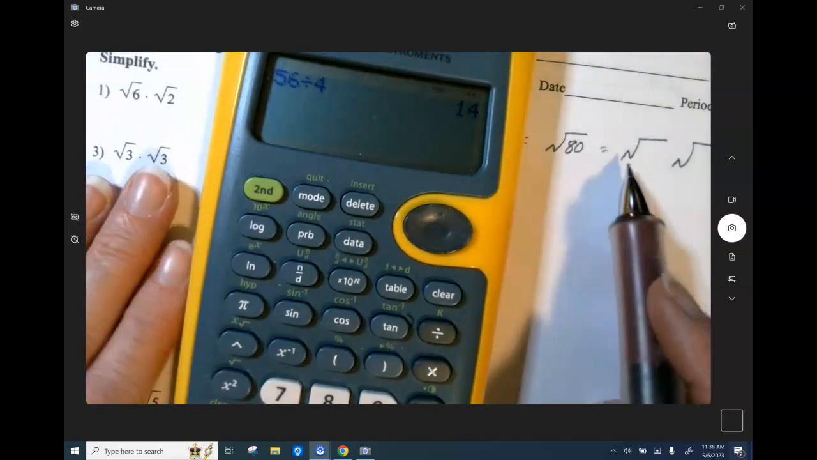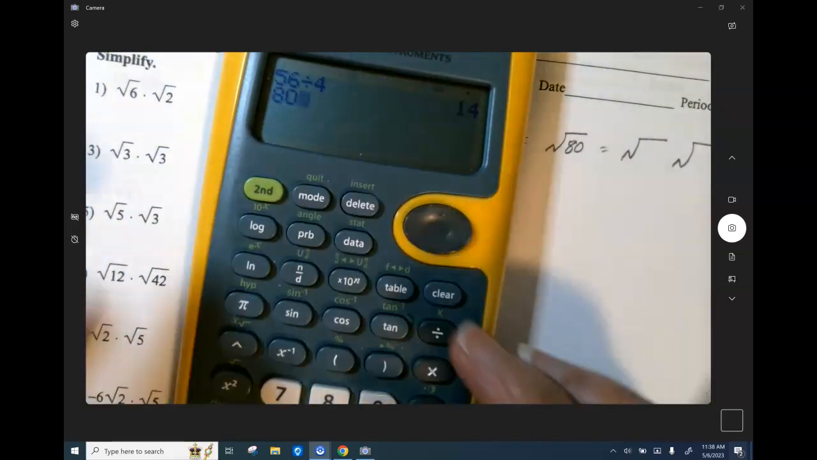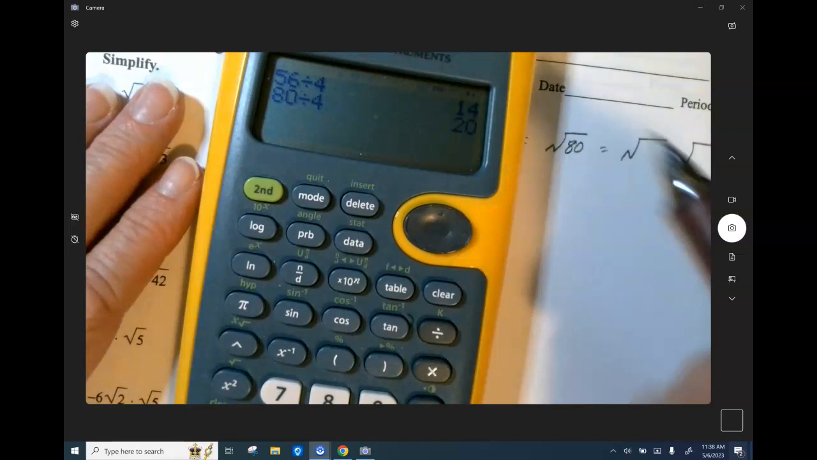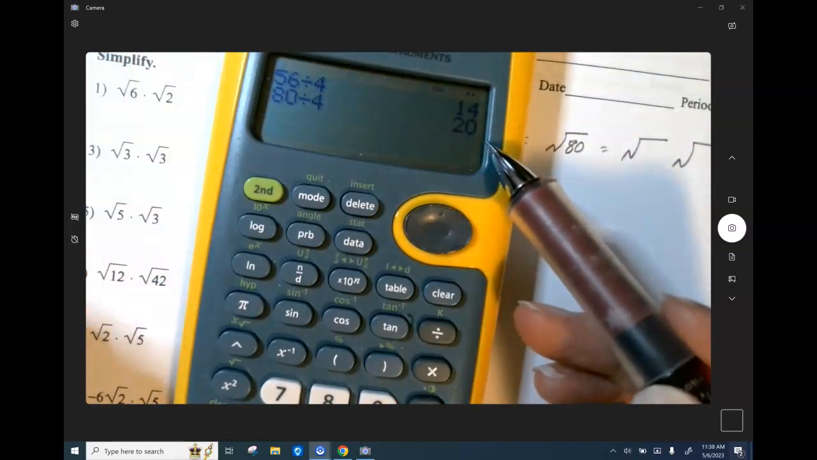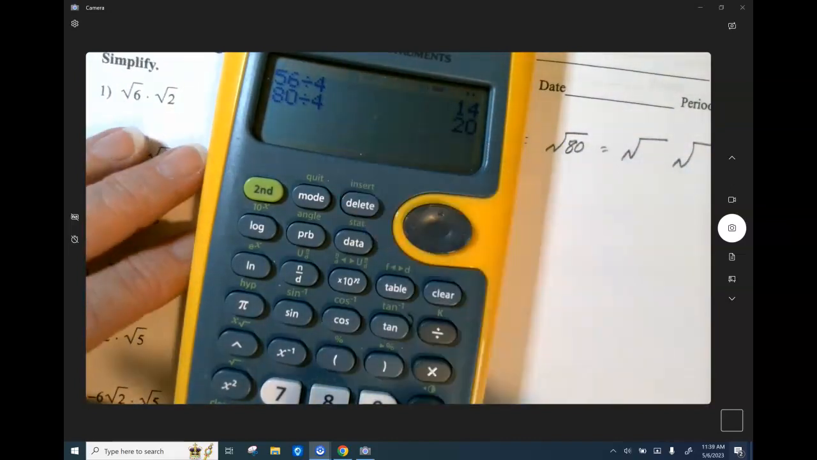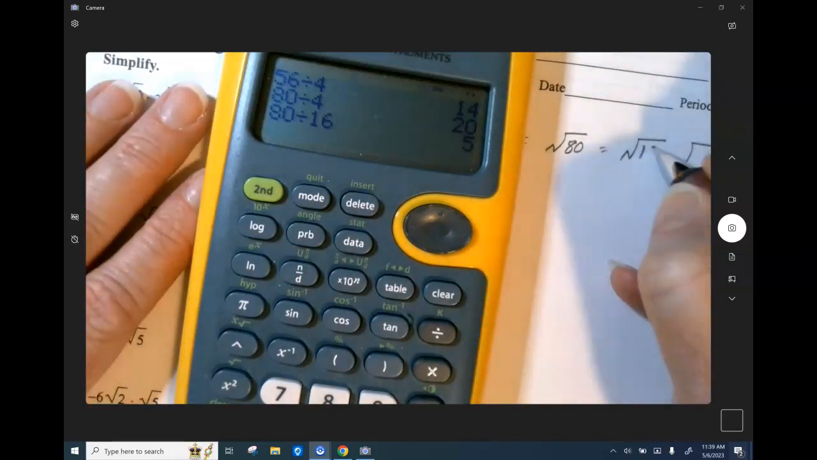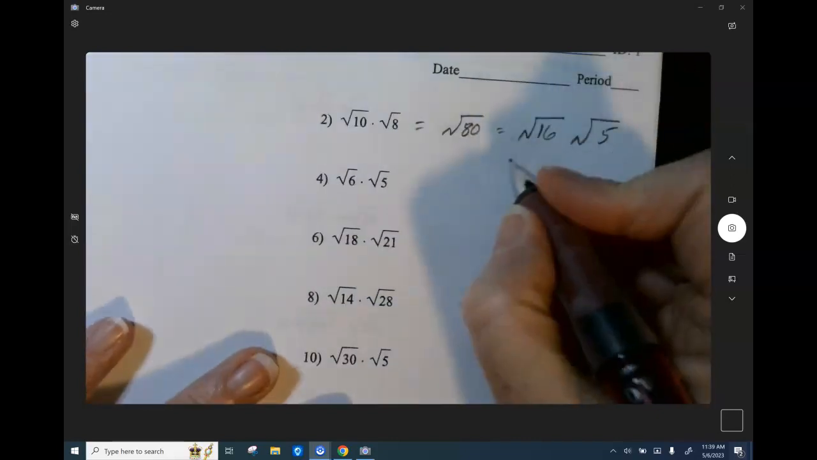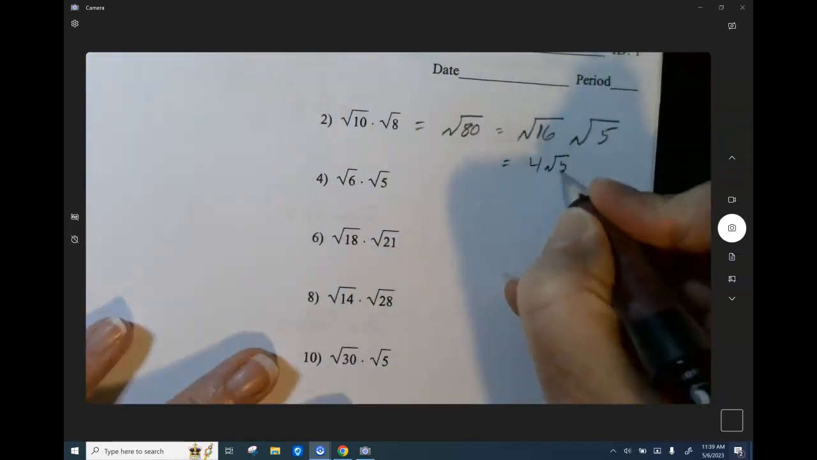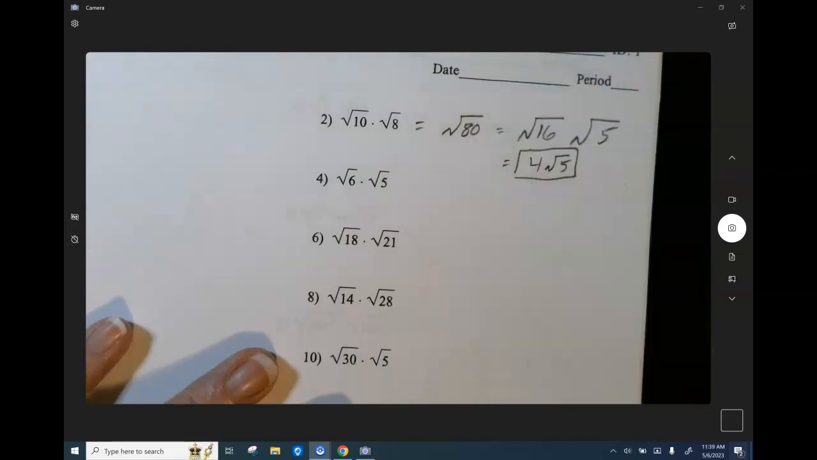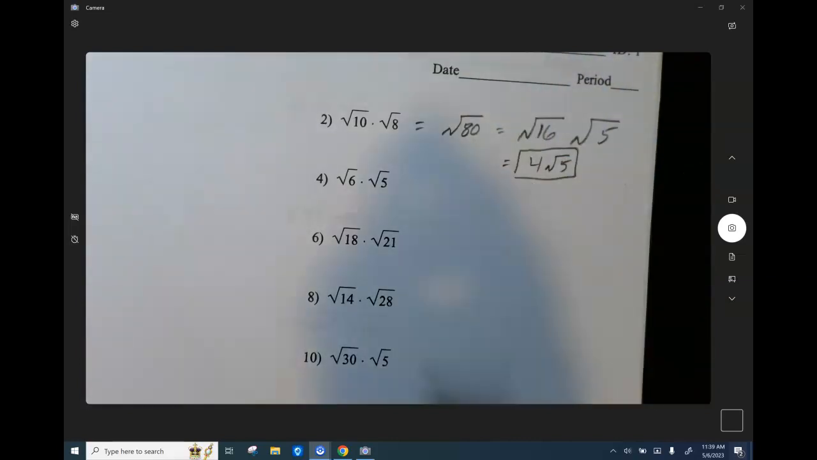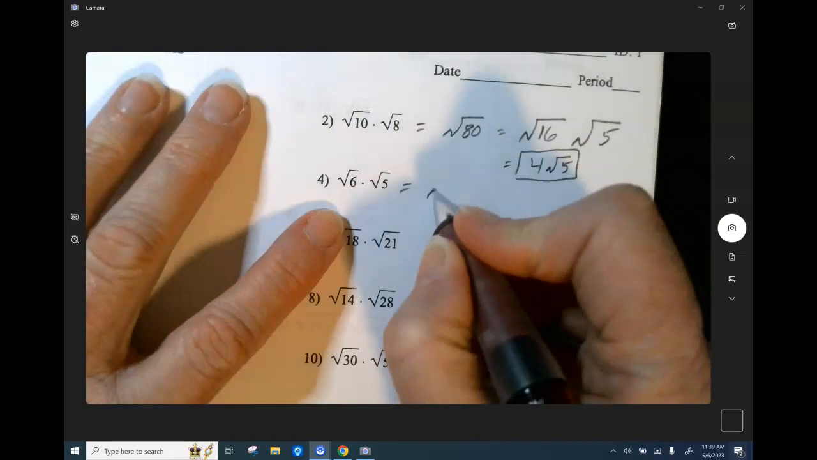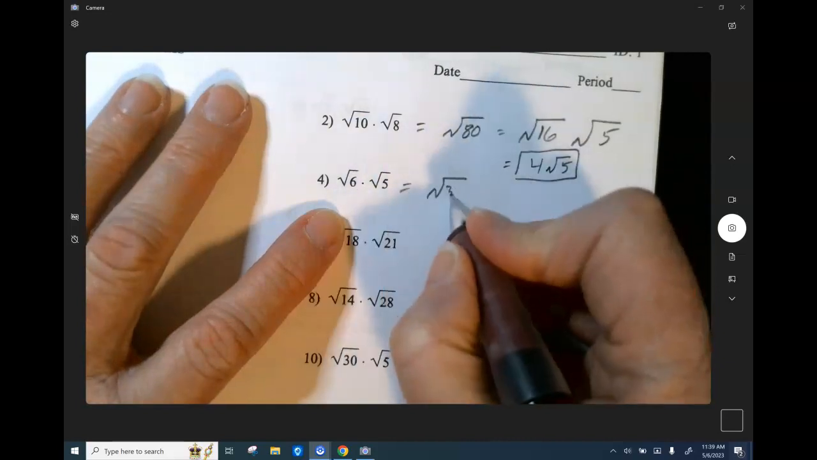button. Okay, so I'm going to take 80, and I'm going to look at my perfect squares. Well, 4 goes into it, and that gives me 20. That's a pretty big number. I'm going to try 16. So 80 divided by 16 gives me 5. So I'm going to break it into 16 and 5. And therefore, I get 4 square root 5. Good. Number 4. I'm going to multiply 6 times 5, and I get 30.